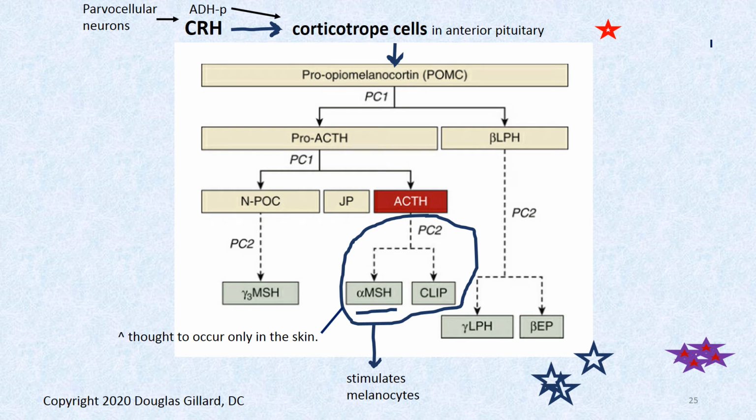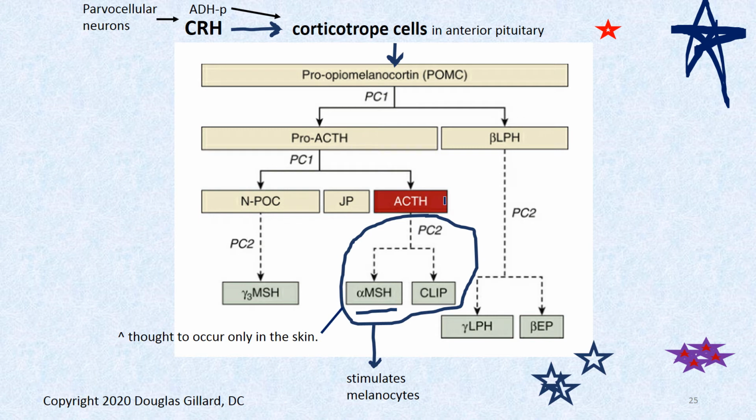So here's a great chart, kind of a review, and the POMC story, or the PC story, is even deeper. I mean, if you really want to go into the weeds, parvocellular neurons make ADH-p and CRH. They both stimulate corticotroph cells in the anterior pituitary to make POMC. POMC is acted on twice. It's converted by PC1 into pro-ACTH, and then it's acted on again by the same enzyme to make ACTH and other molecules we won't get into.